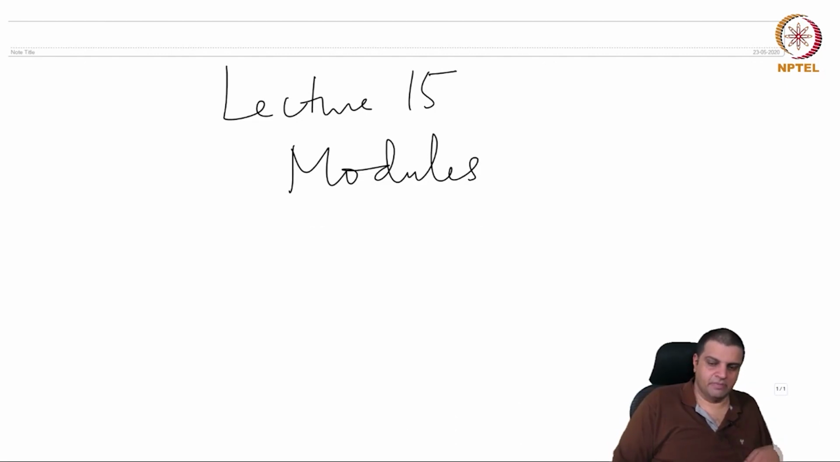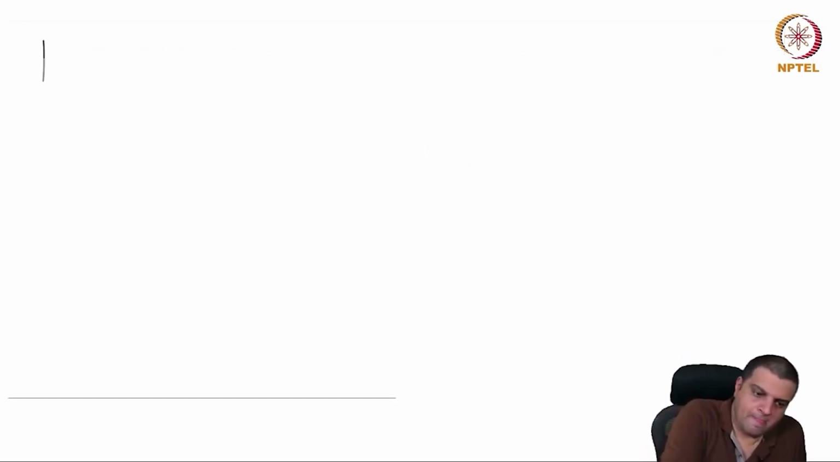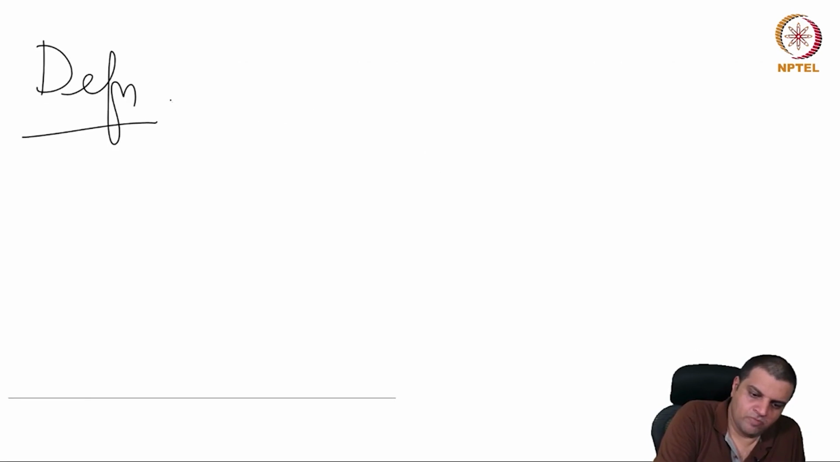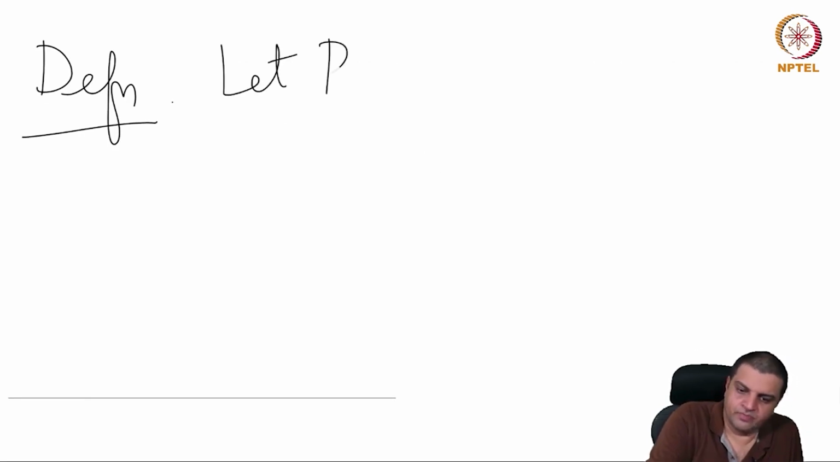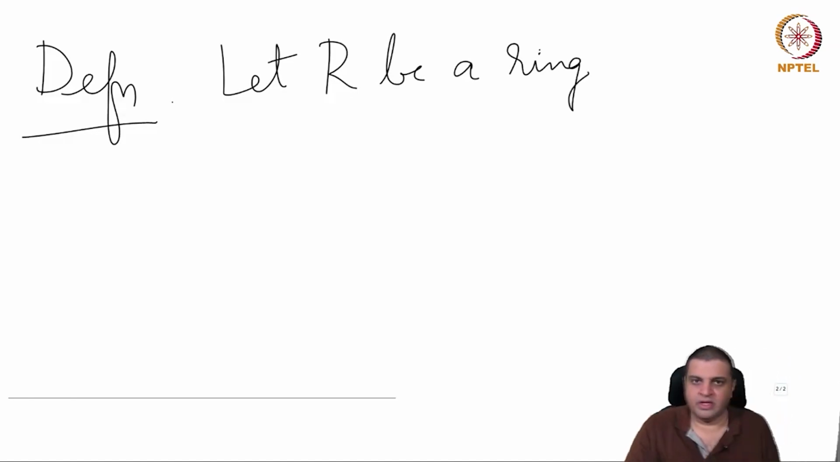Welcome to lecture 15. In this lecture and the next we will discuss modules and their very basic properties. Some other properties we will do in the exercises. Let R be a ring. We have just come out of the initial discussion of computational parts. So from here onwards, R is some arbitrary commutative ring.